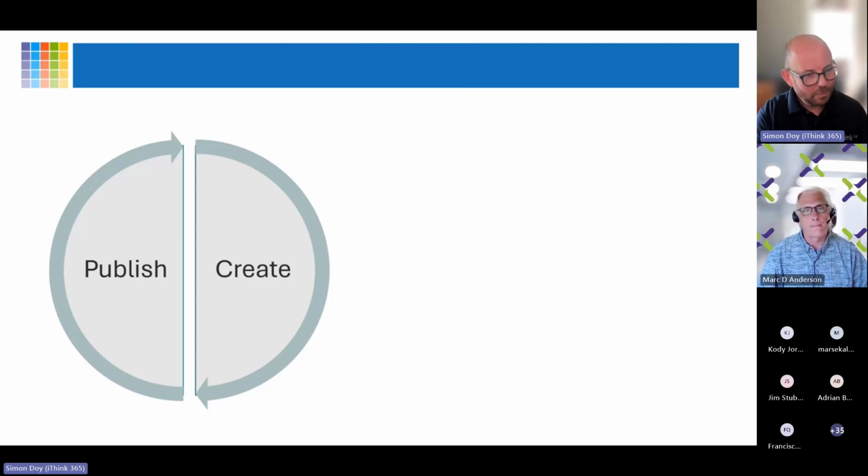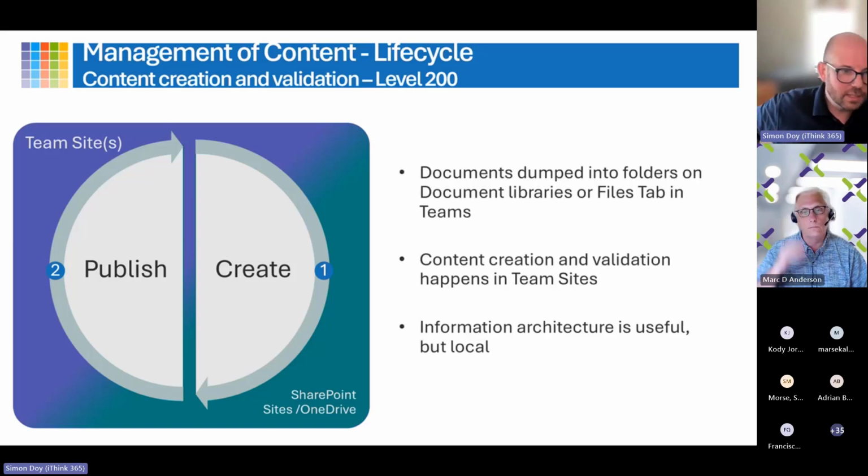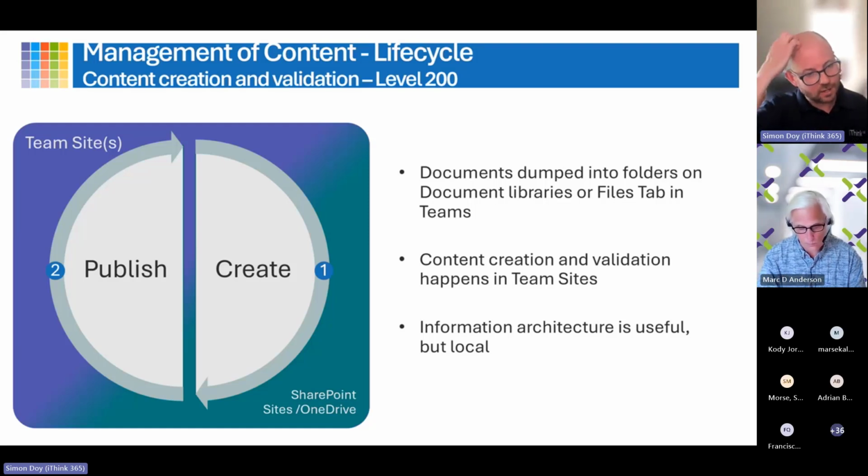So yeah, we pick out some of those pain points, and then we start to look at how we could change those. So in this level 200, we've got this idea that we start creating content in SharePoint sites, or maybe in our OneDrive, and then we're publishing that content into a team site. I think this is a SharePoint team site rather than a Microsoft team site, but it could be either, couldn't it?